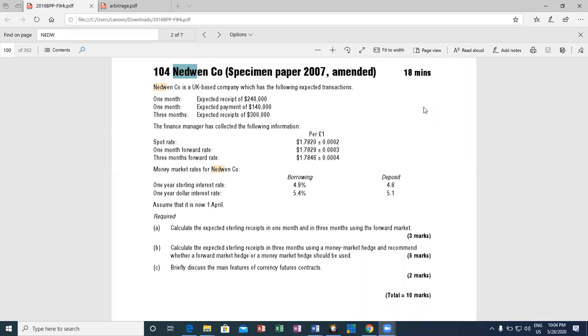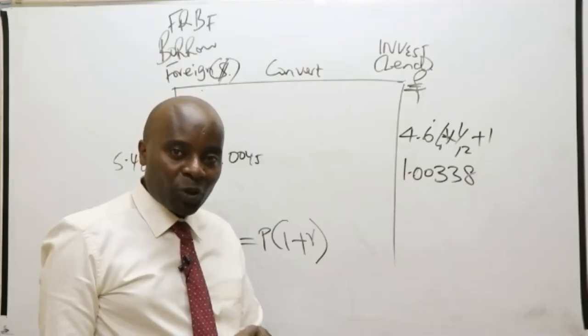Is it 4.9? We took 4.6. If you look at the 1 year sterling interest rate, borrowing is the one that is 4.9. Depositing, which is the same as lending, is 4.6. And we are drawing our wisdom from this side, where we have said that the pound will be lent. So we are lending the pound. Lending is the same as just taking this money to a bank and depositing it at 4.6%. And then, of course, you have to prorate the figure plus one. So, have we answered Munyao's question really?